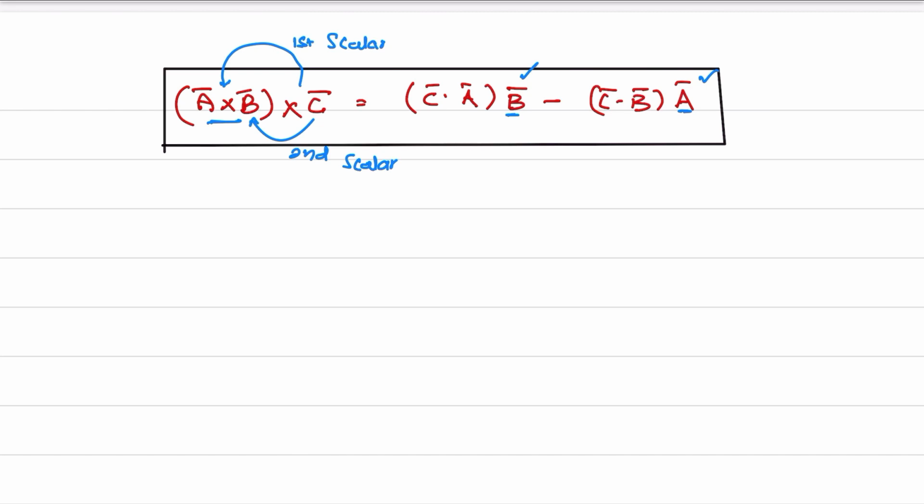Some scalar, this is the first scalar, multiplied by B, minus another scalar quantity multiplied by A. Why? Because they are lying on the same plane, the plane of A and B. Hence, it is some scalar quantity of A plus some scalar quantity of B.